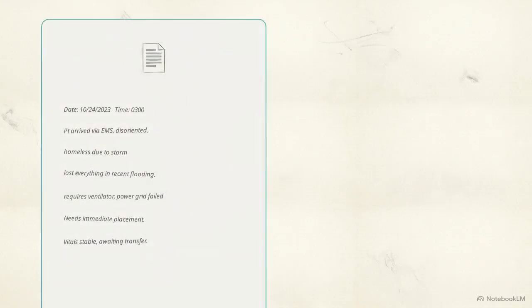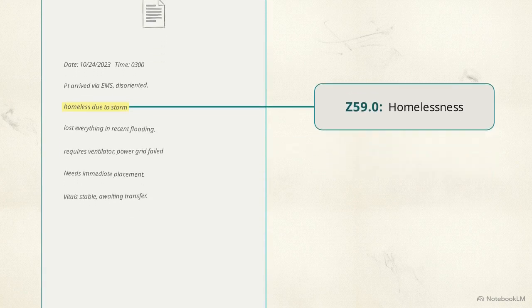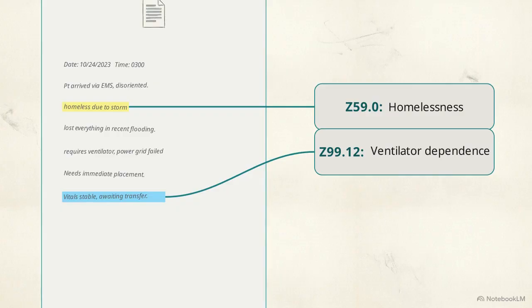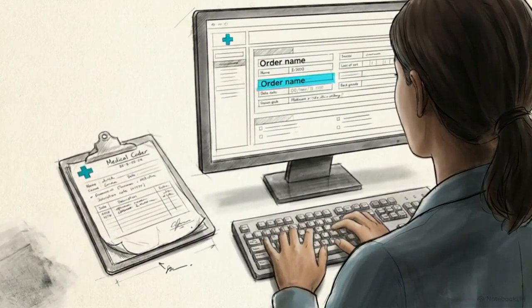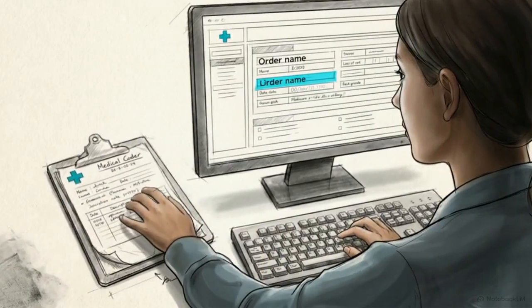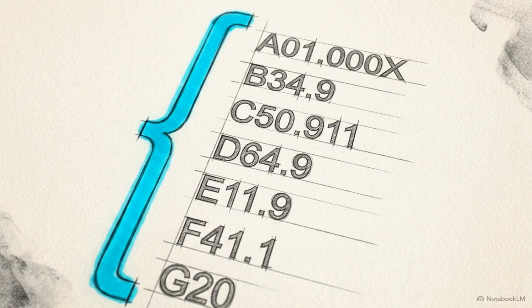Here is a simulated clinical note from a displaced patient. It is messy and brief, but buried in the text is a crucial phrase: "homeless due to storm." A coder translates that directly into code Z59.0, standardizing the homelessness. Scanning further down the same fragmented chart reveals another critical detail. "Patient requires ventilator. Power grid failed." That note maps perfectly to code Z99.12, documenting the ventilator dependence. By systematically mining limited documentation for these exact Z-codes, coders prevent critical environmental vulnerabilities from being erased from a patient's permanent medical history.